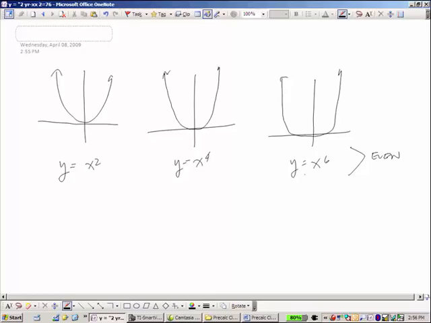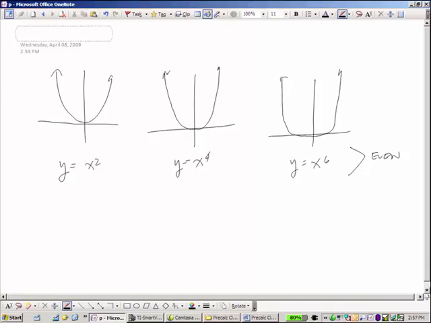Now, just so we're clear, y equals x squared plus 6x minus 1, that's not an even function. You can't just look at the first term. It actually has to have symmetry with respect to the y-axis. So these power functions are even.